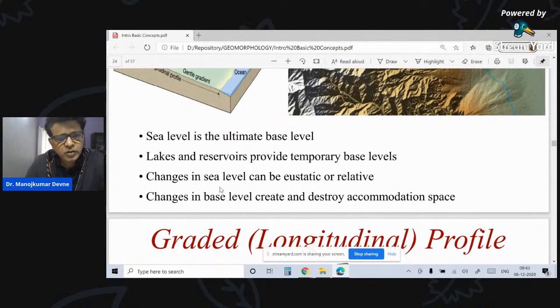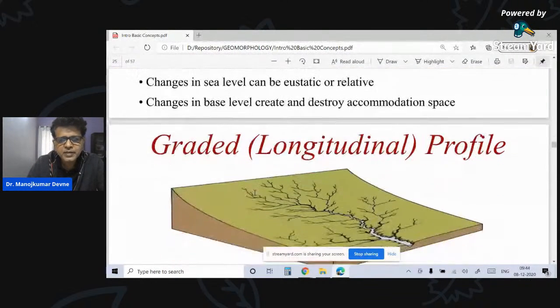Change in sea level will cause change in base levels. Let me tell you, a fall in sea level will of course recede the mean sea level, and thus it will aggravate the erosional processes further. On the other side, if there is going to be a rise in the sea level, then many processes could be cut short, particularly towards the delta. Changes in base level create and destroy accommodation spaces.